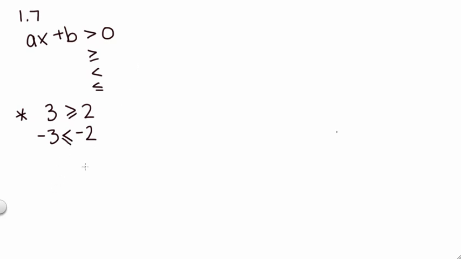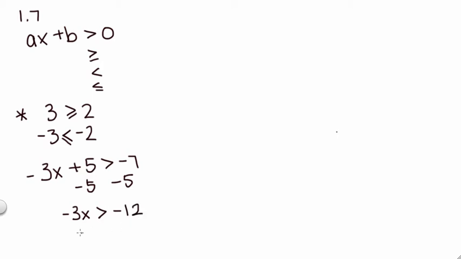Okay, so with that in mind, let's do an example. Let's say -3x plus 5 is greater than -7. Like I mentioned, you follow the same process. So I would subtract 5 from both sides, and I have -3x is greater than -12. And now we're going to divide by -3, but when we divide by -3, we have to switch the sign, right? So -3x divided by -3 is just x, and then -12 divided by -3 will be 4.